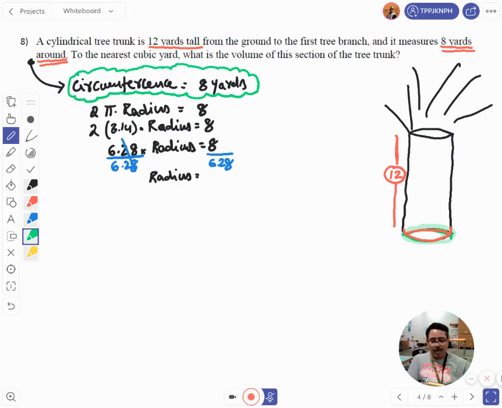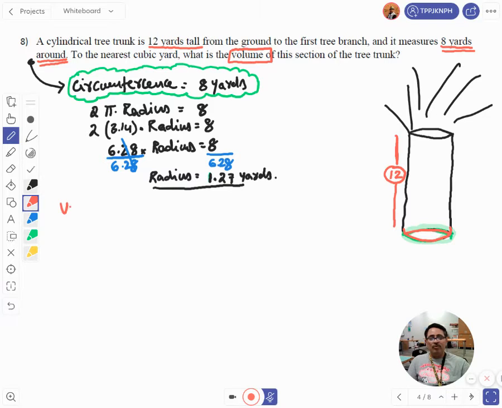Now let me take the calculator. 8 divided by 6.28 is 1.273, so 1.27 yards. Okay, so that's the radius. Now the question is, what is the volume of this section? That means, what is the volume of this trunk?